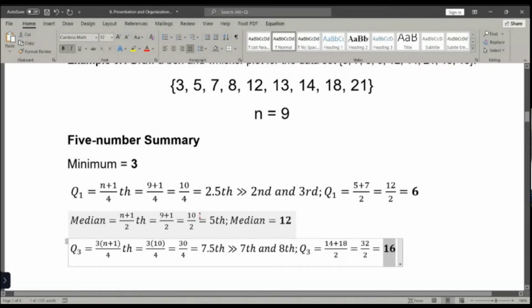And then lastly, to complete our 5-number summary, we'll now identify our maximum value. What is the highest point or score? That would be 21. Okay, so we have 3, 6, 12, 16, and 21. We may now draw your box and whisker plot.